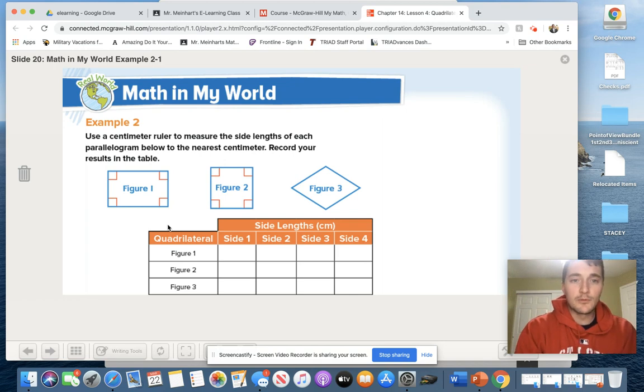So use a centimeter ruler to measure the side lengths of each parallelogram below to the nearest centimeter. Record your results in the table. So I want you to pause this video and I want you to do that. Remember, if you can't use a ruler, do it this way. Give it your best guess. No worries. This is just practice. Now pause the video. Go ahead and do that.